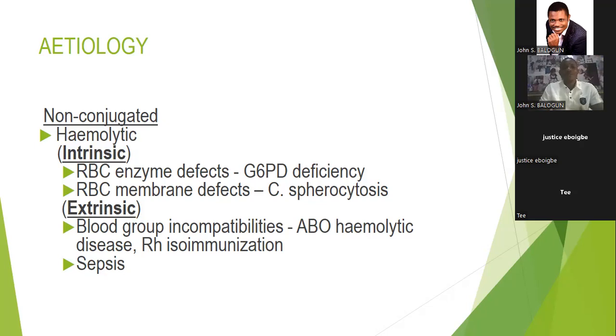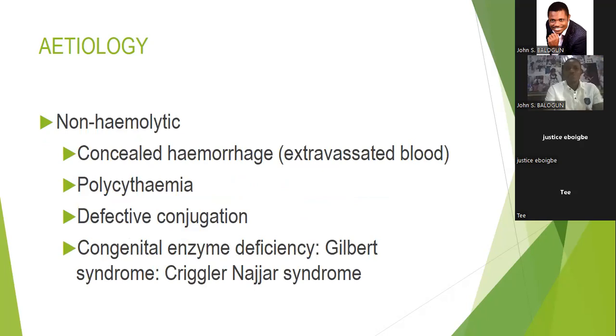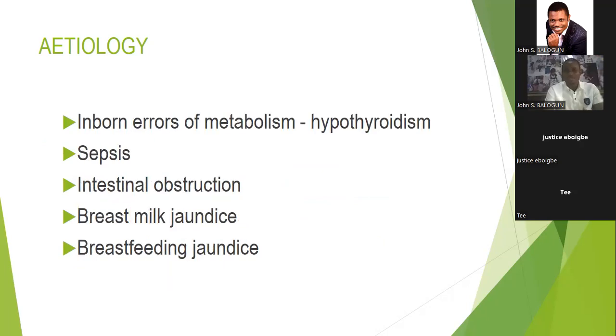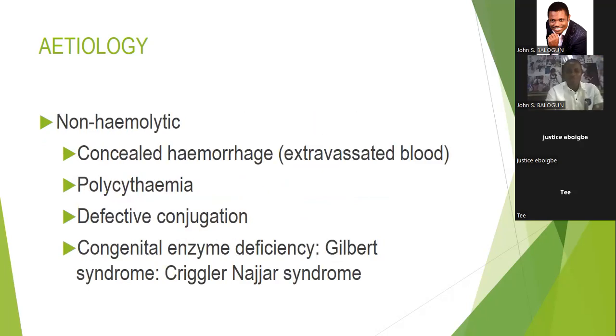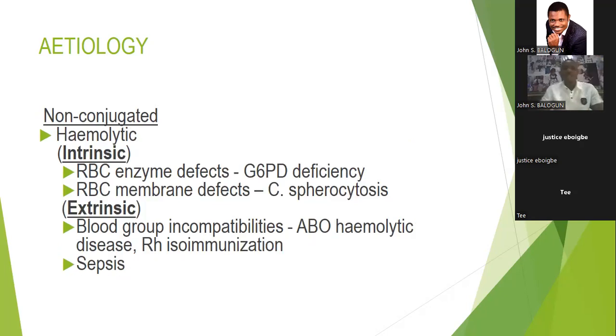So for non-conjugated hyperbilirubinemia, we'll talk about what could be the possible cause. The cause could be hemolytic or non-hemolytic. It could also be from inborn error of metabolism. Those are the things we'll talk about very briefly. Now, the hemolytic cause can either be intrinsic or extrinsic. For those that are hemolytic and intrinsic, this has to do with the red blood cell.